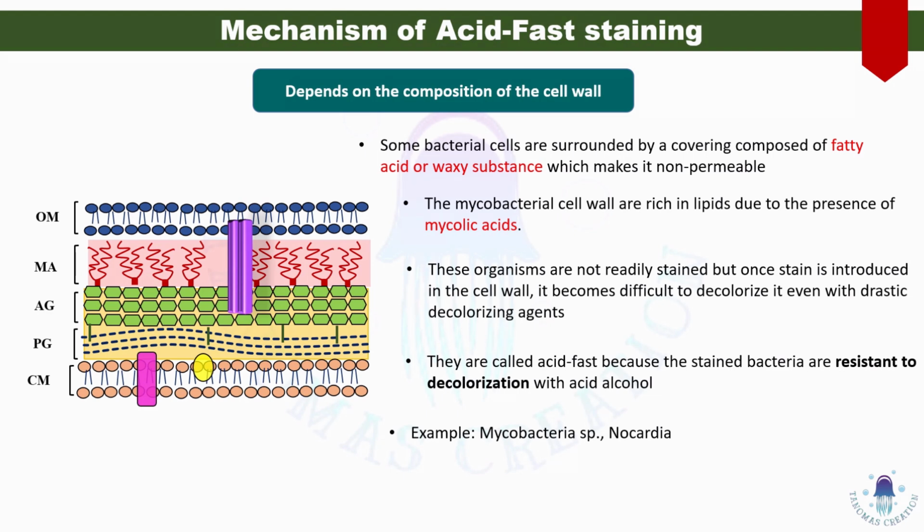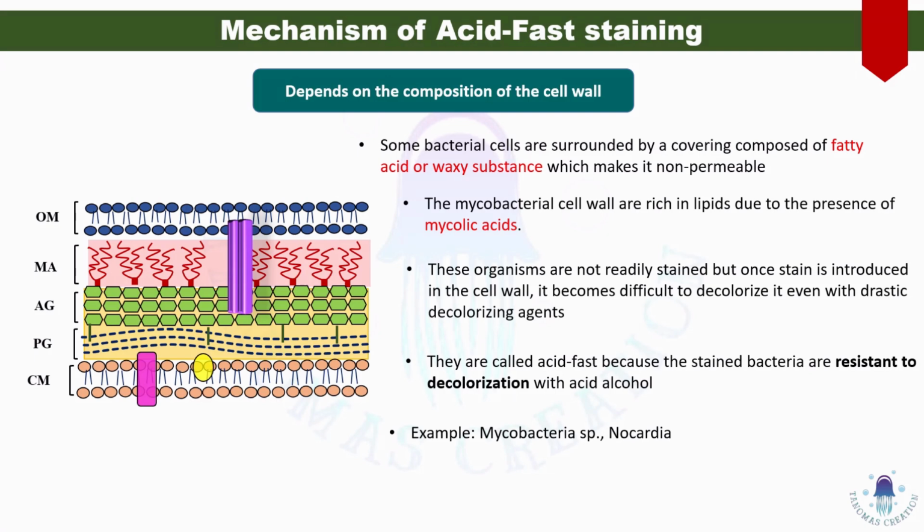Then after this we have mycolic acid, again lipid. Then after this we have arabinogalactan, and after that we have peptidoglycan, and then we reach the cell membrane. So we can see a thick layer of lipids is present which makes it waxy. Therefore the mycobacterial cell walls are rich in lipids due to the presence of this mycolic acid. As I said, these organisms are not readily stained, but once the stain is introduced inside the cell wall, it becomes very difficult to decolorize it even with a drastic decolorizing agent.